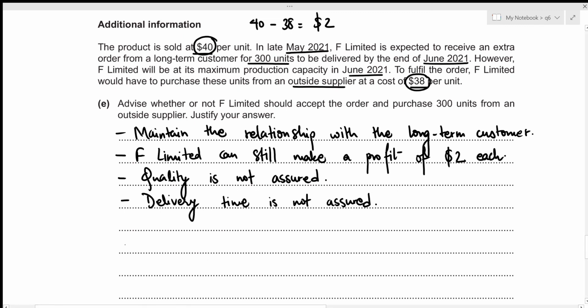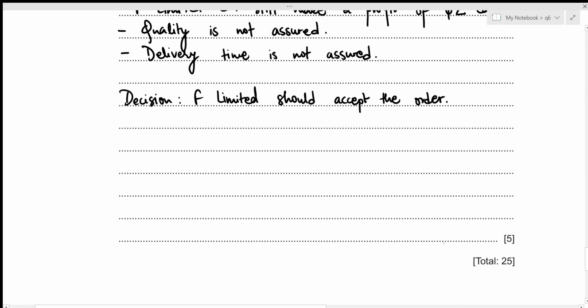Let's write down our decision clearly. F Limited should accept the order. Alright, this concludes the fifth part of this question as well as the entire question.